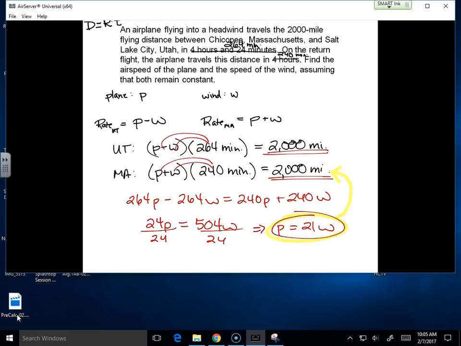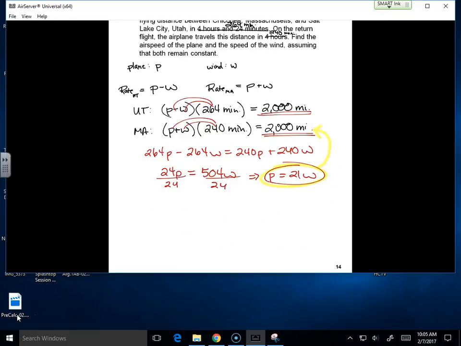We can say, all right, fine. P equals 21W. So we can say 21W plus W, which would be 22W times 240, right? Equals 2,000. We get 22W. What's 2,000 divided by 240? Or if you just want to solve all the way, what does W equal? 2,000 divided by 240 divided by 22.